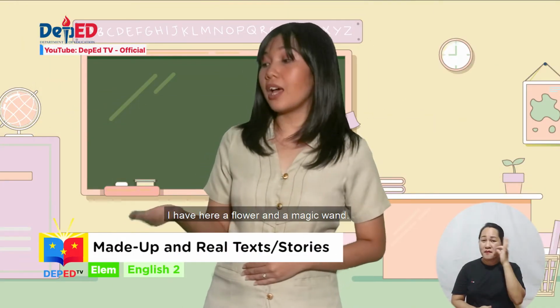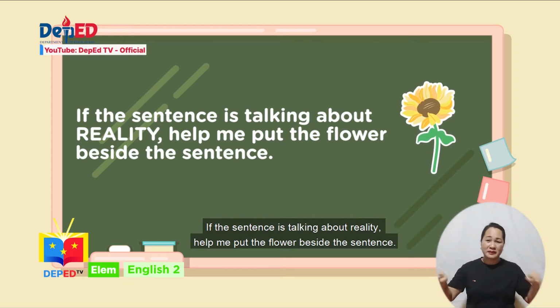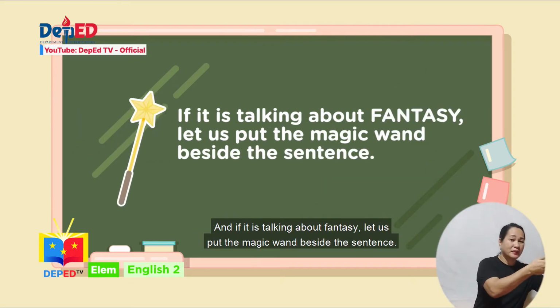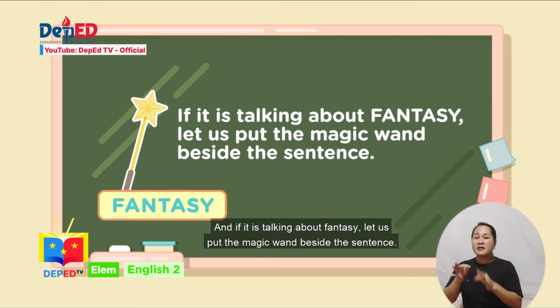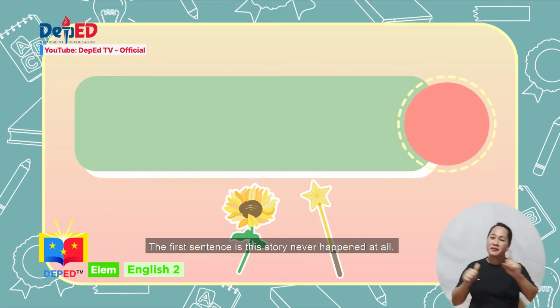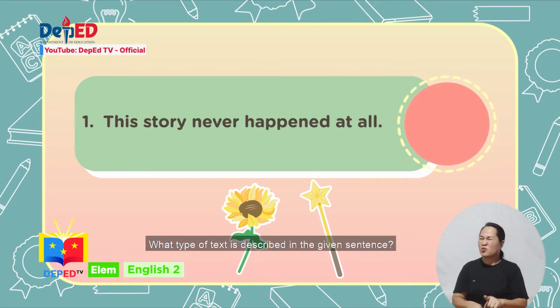I have here a flower and a magic wand. If the sentence is talking about reality, help me put the flower beside the sentence. And if it is talking about fantasy, let us put the magic wand beside the sentence. The first sentence is, this story never happened at all. What type of text is described in the given sentence?